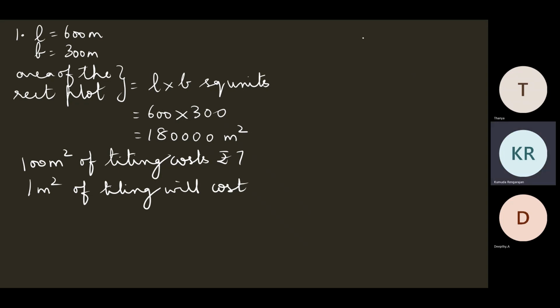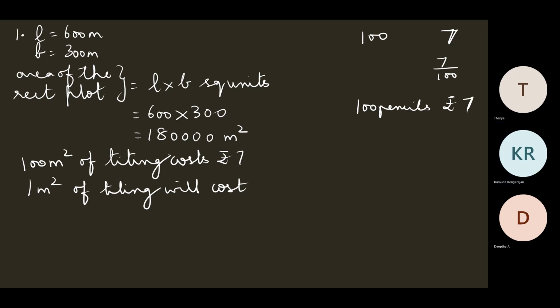See here. Now supposing you're buying 100 pencils for 7 rupees. So the cost of one pencil will be 7 by 100. If you can buy 100 pencils for rupees 7, so if you give the shopkeeper 7 rupees, he'll give you 100 pencils, then the cost of one pencil will be 7 by 100.